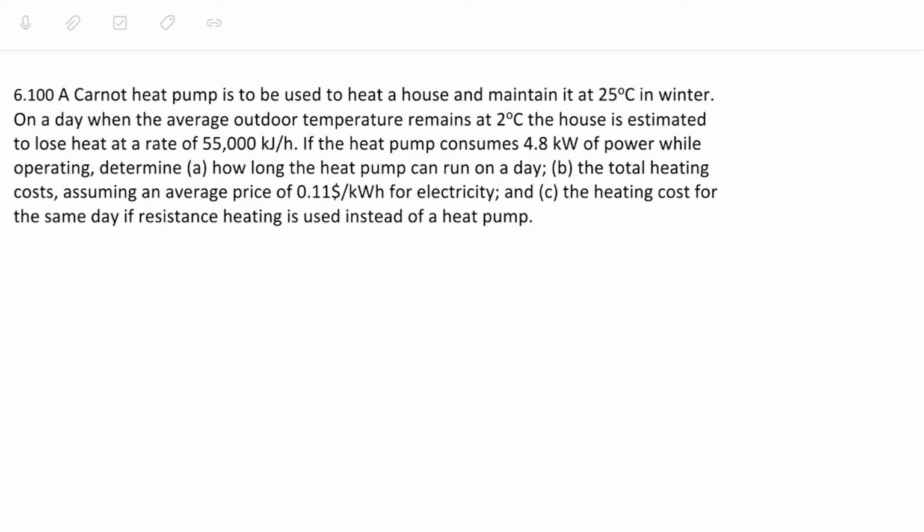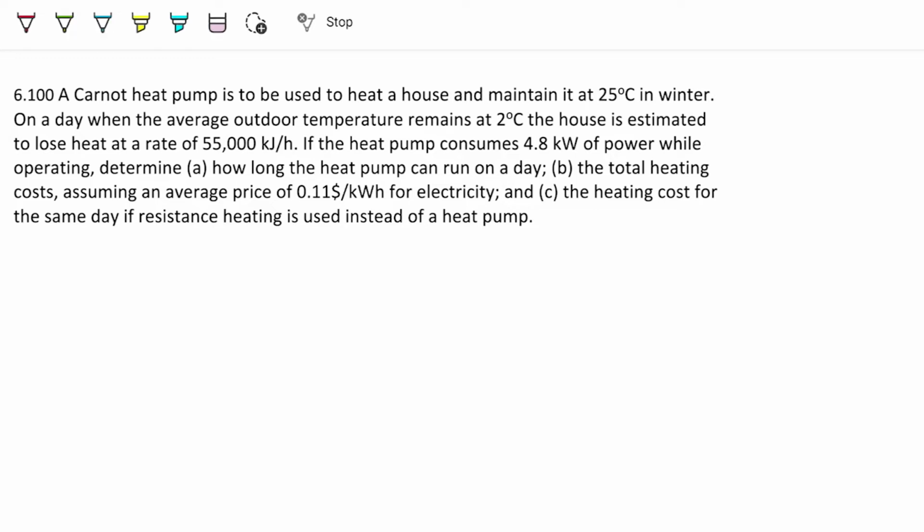A Carnot heat pump is to be used to heat a house and maintain it at 25 degrees Celsius in winter. On a day when the average outdoor temperature remains at 2 degrees Celsius, the house is estimated to lose heat at a rate of 55,000 kilojoules per hour. If the heat pump consumes 4.8 kilowatts of power while operating, determine A. How long the heat pump can run on a day. B. The total heating costs, assuming an average price of 11 cents per kilowatt hour of electricity. And C. The heating cost for the same day if resistance heating is used instead of a heat pump.